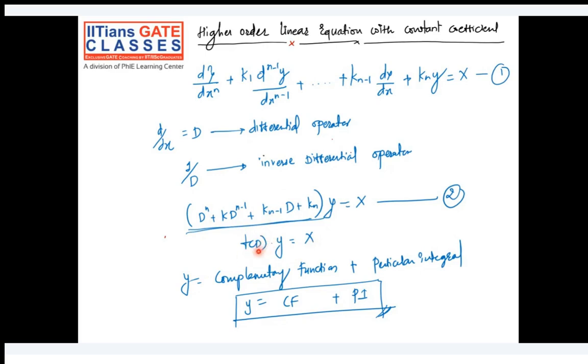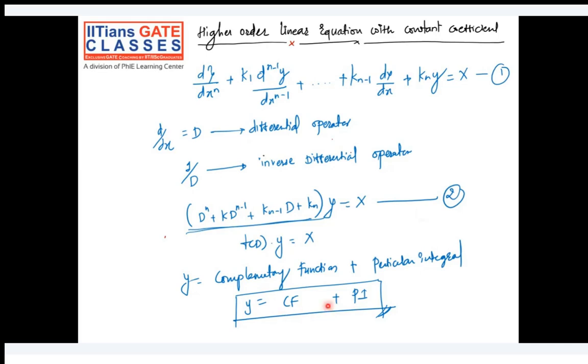In general, how will the function of derivatives look? D^n plus k1 D^(n-1) plus, up to k(n-1) D plus kn. So f of D times y equal to 0 is the higher order linear equation in the simplified form. The solution for this kind of equation is given by y is equal to CF plus PI. CF stands for complementary function and PI stands for particular integral. What is this CF? What is this PI? We'll study in upcoming slides.